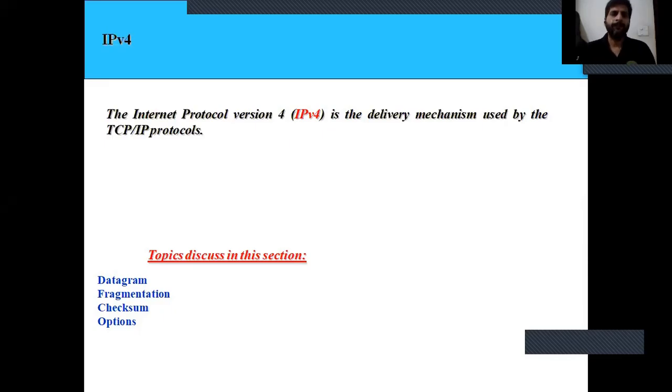Dear student, in this video lecture, we will discuss Internet Protocol version 4, the delivery mechanism used by the TCP/IP protocol. This topic contains the following sections: datagram, fragmentation, checksum, and options. These types of header are included in Internet Protocol version 4.